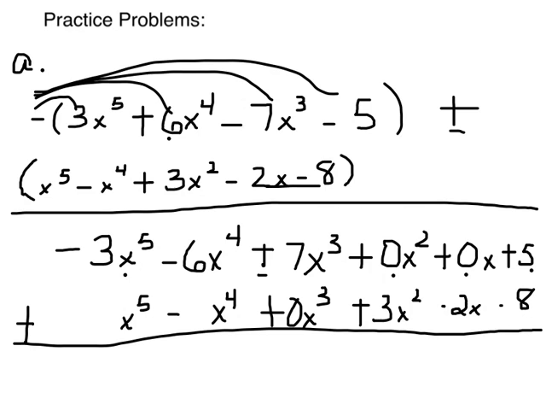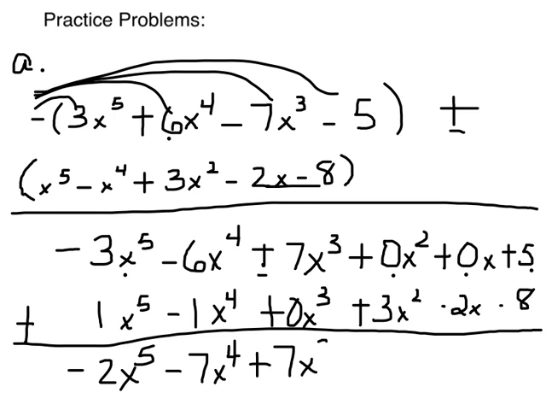So I've got -3 and positive 1 is -2x to the 5th. -6 and -1 is -7x to the 4th. Plus 7x cubed plus 3x squared minus 2x, and -8 and positive 5 is -3. And that's our final answer.